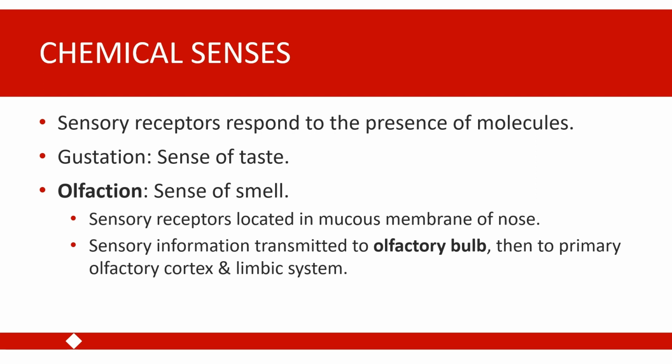So sensory information from these sensory receptors is transmitted directly to the olfactory bulb. The olfactory bulb is a place where all of these olfactory nerves converge, and this incoming olfactory information then goes from the olfactory bulb directly to the primary olfactory cortex, which is located in the temporal lobe, and also to the limbic system.